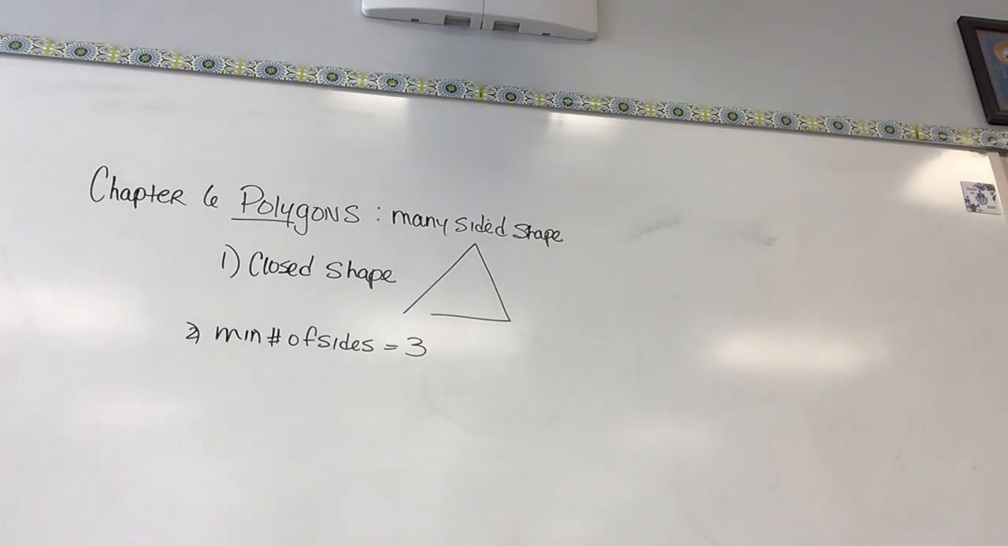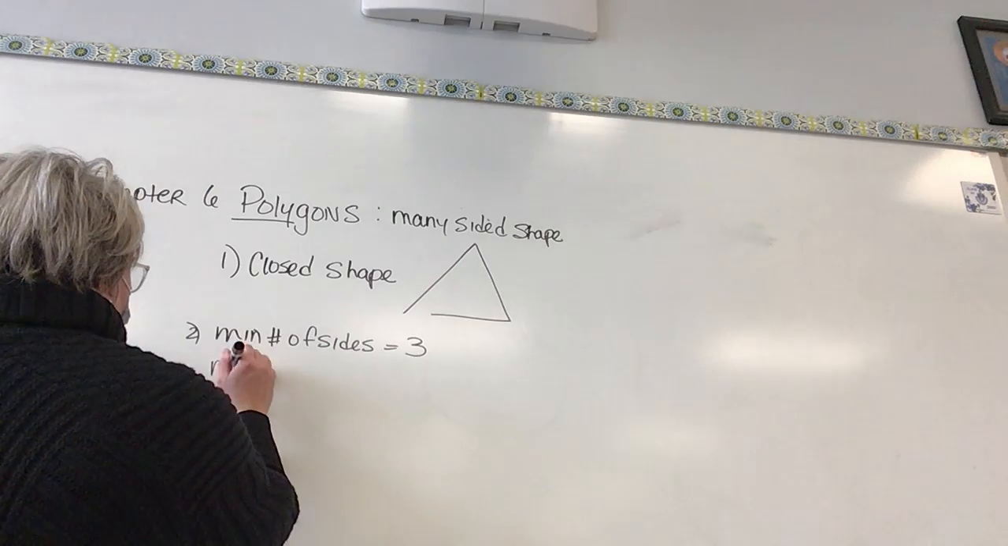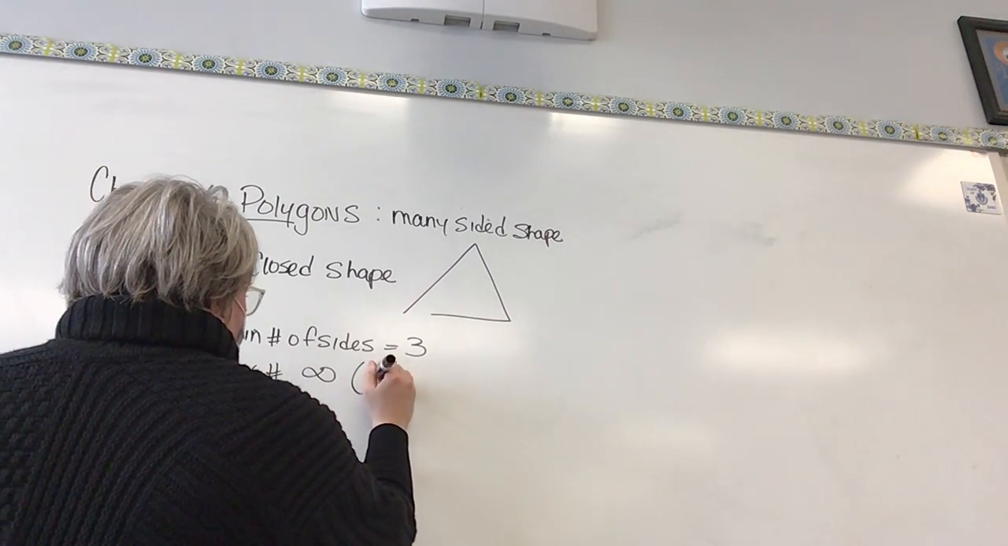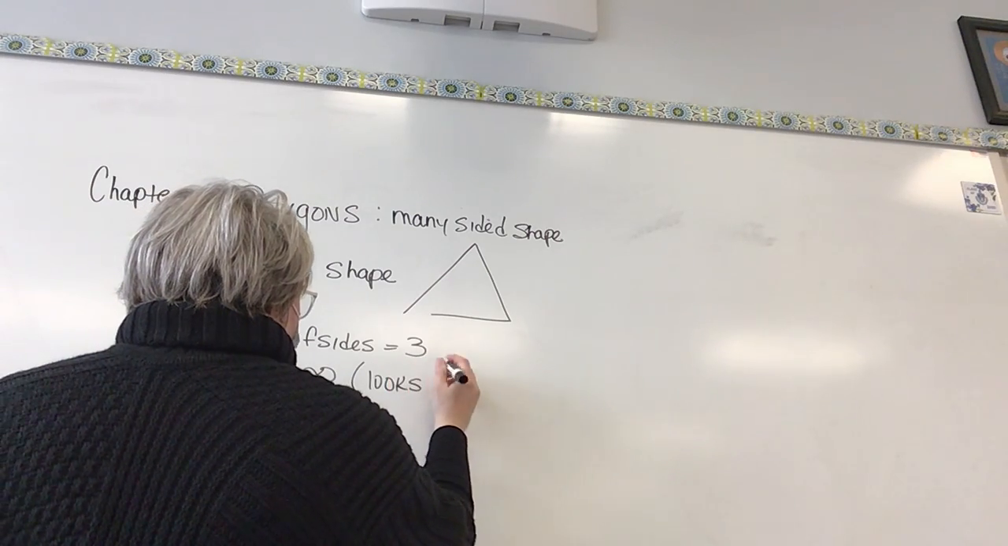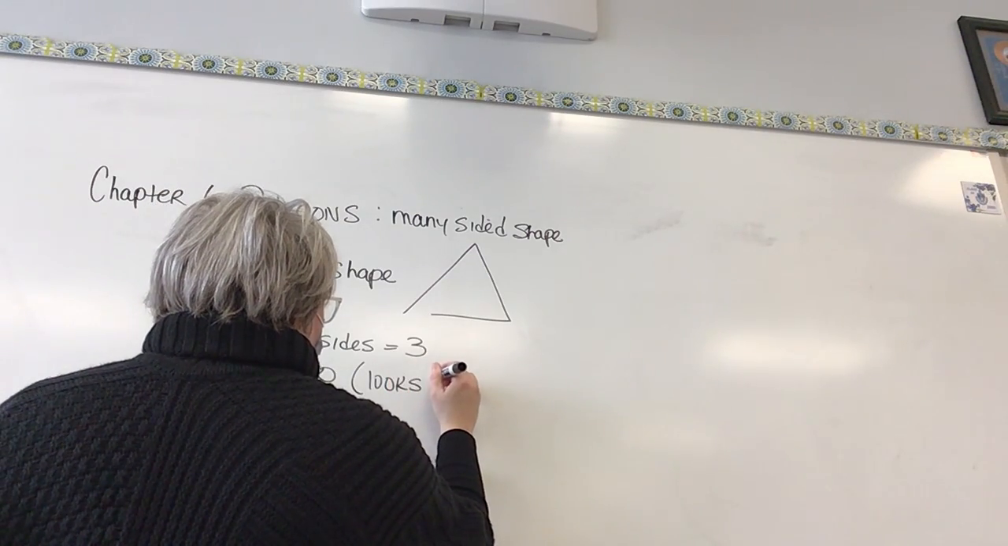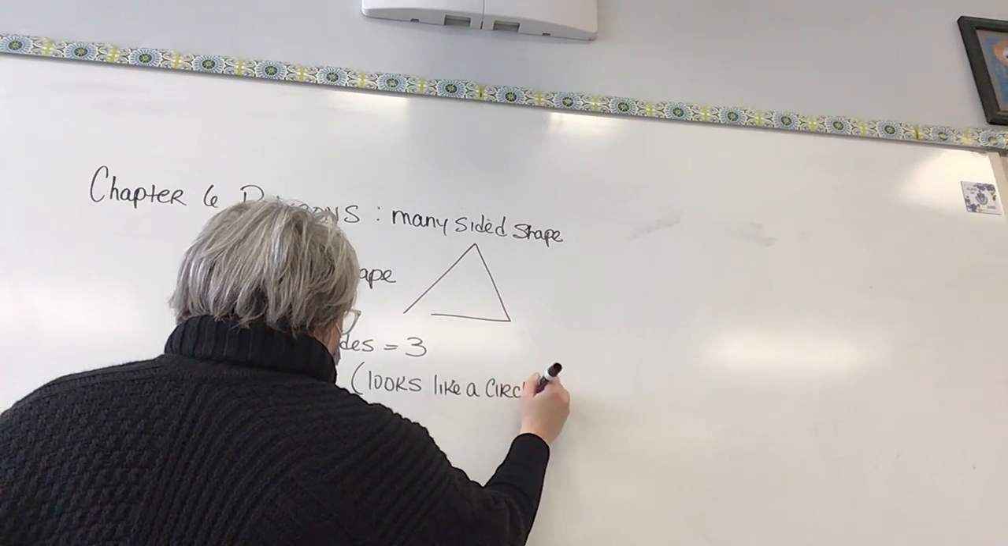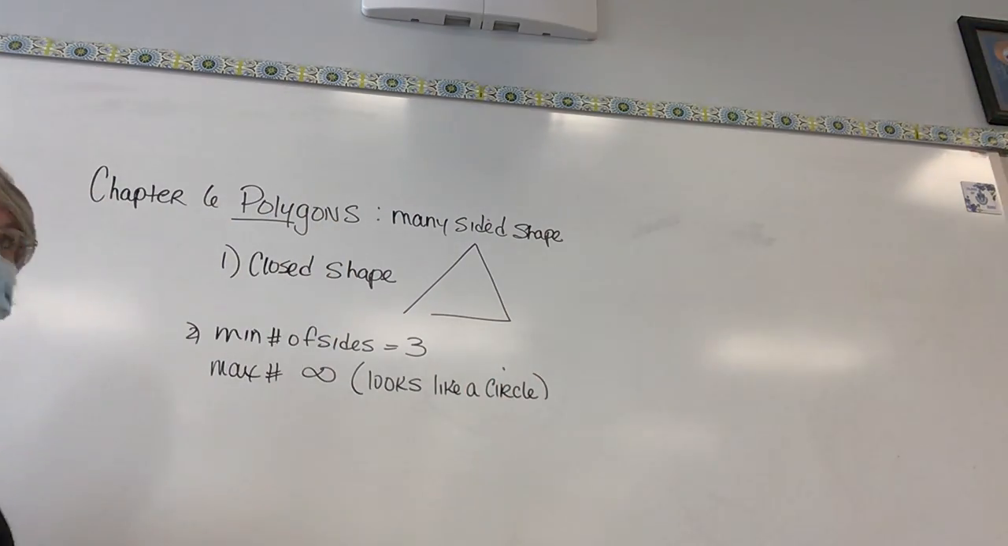Yeah, so what's our maximum? If our minimum is 3, our maximum is going to be infinity. And let's just put in parentheses, it's going to look like a circle. But it certainly is not going to end up being a circle. There will still be very detailed sides.